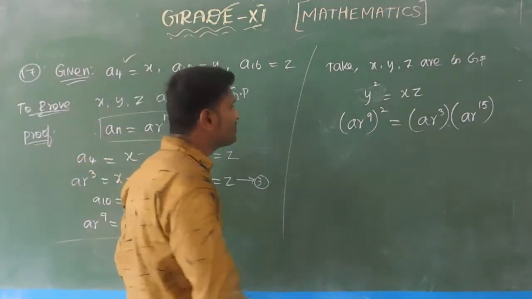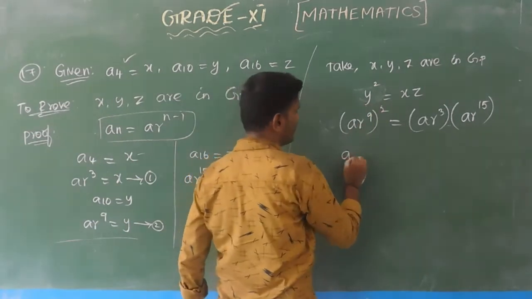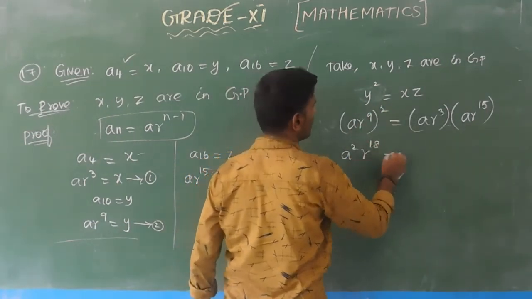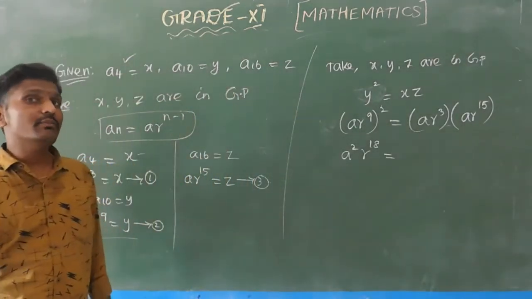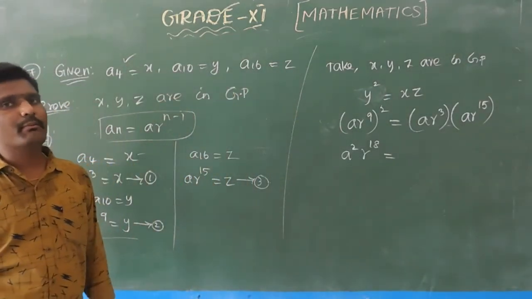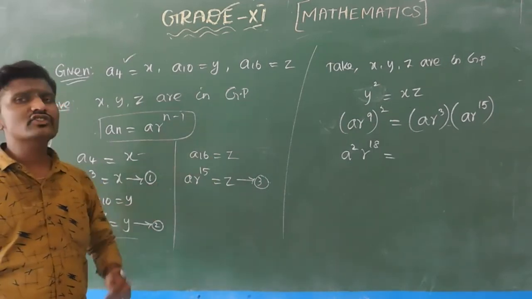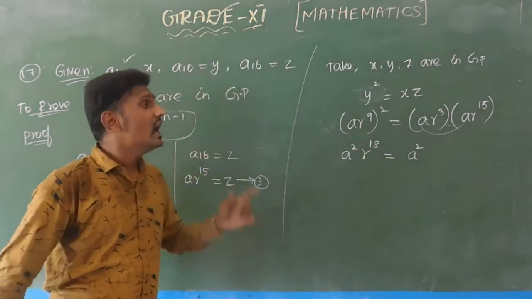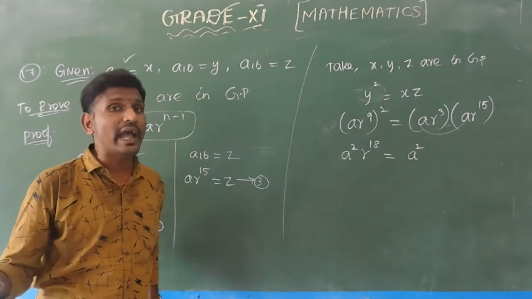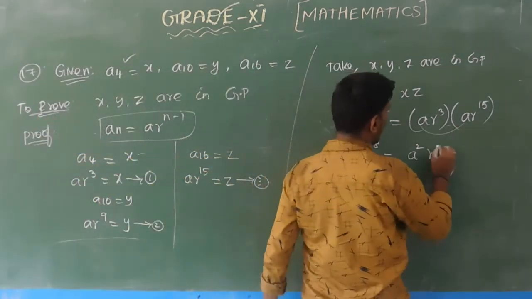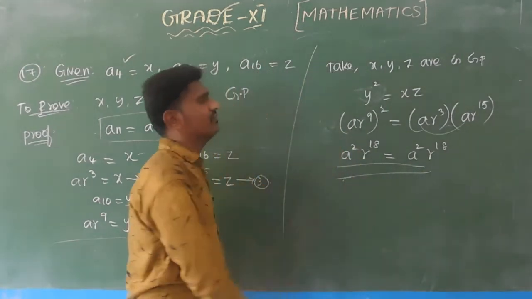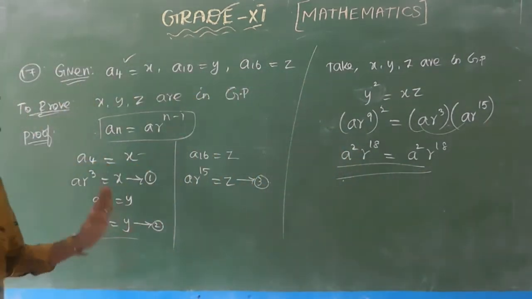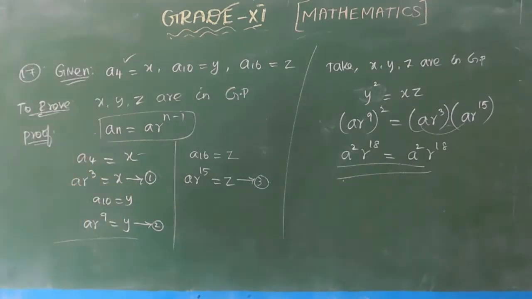Now you are going to expand this. ar power 9 the whole square means a square r power 18, by using the formula a power m the whole power n equal to a power m into n. And here also we multiply a into a is a square, and then r power 3 into r power 15. We add the powers to get r power 18. So hence proved. Like that only we are going to prove. Have you got it, children? In question number 17? Yes. And then we want to move to the next question.